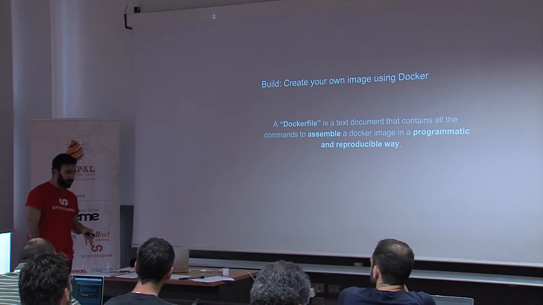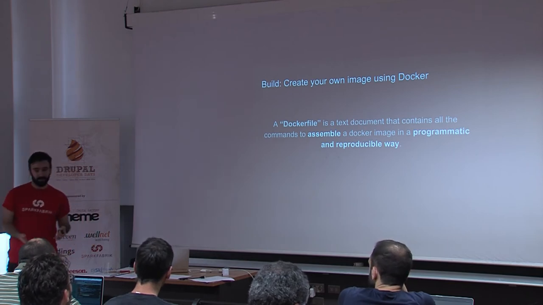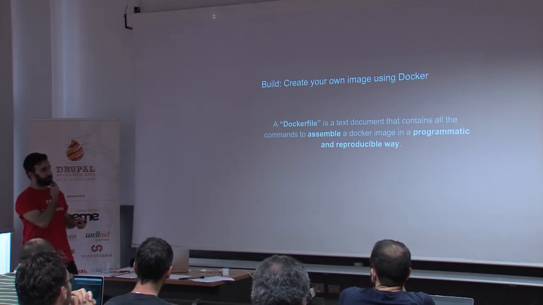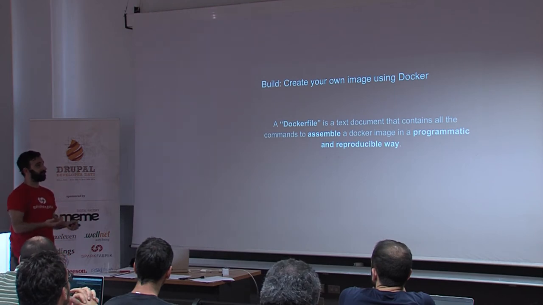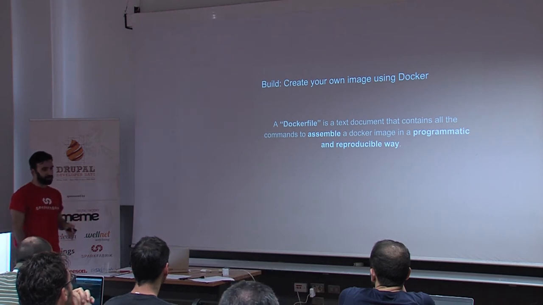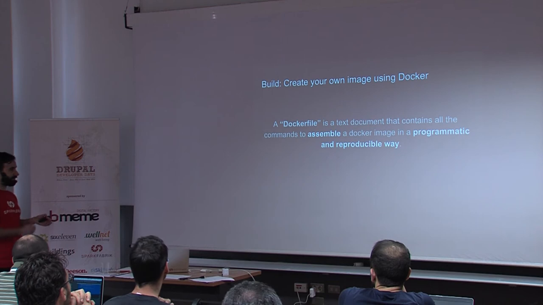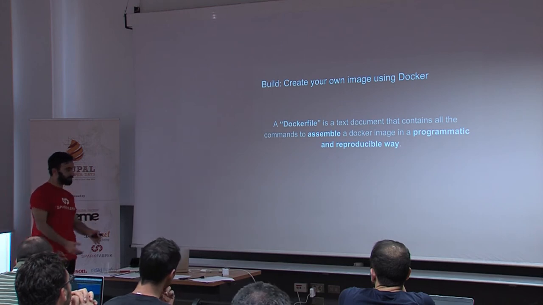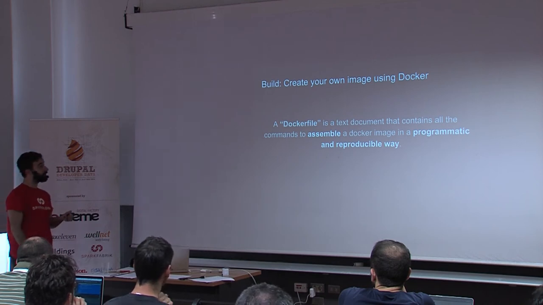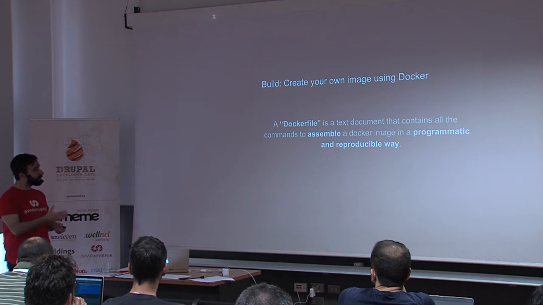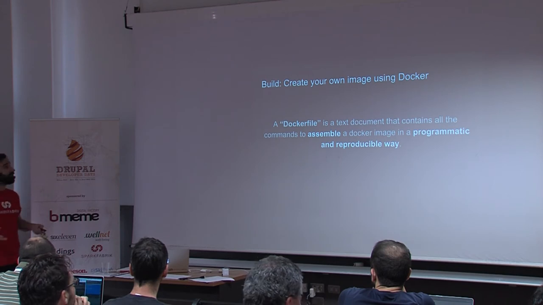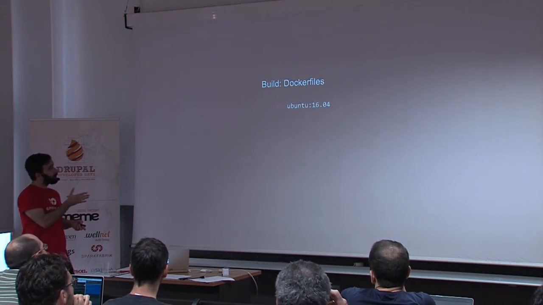Well, how can we create our custom container? We can run Ubuntu, of course, but we want to base our application on an existing Docker image, for example. We can use different ways, but I suggest you use the Dockerfile way, which has all the benefits. You can, for example, version your Dockerfile with your app. A Dockerfile is just a text document that contains all the commands to assemble a Docker image in a programmatic and streamlined way. Let's see how a Dockerfile is made.